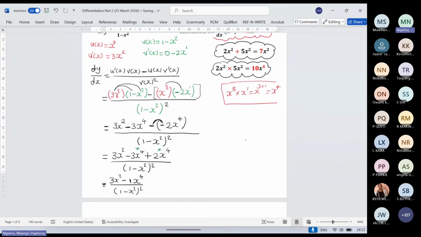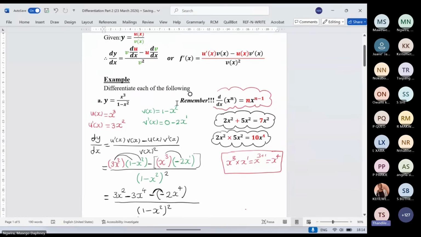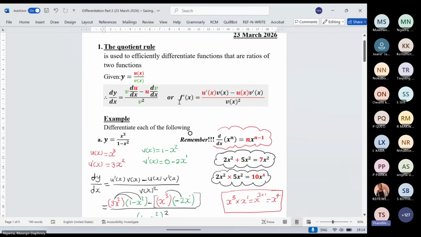You can continue, ask the question. Ma'am, with the formulas that you just gave us, the two formulas, can you please go on top? Can we use either of the two? Yes, out of the two, it's the same thing.